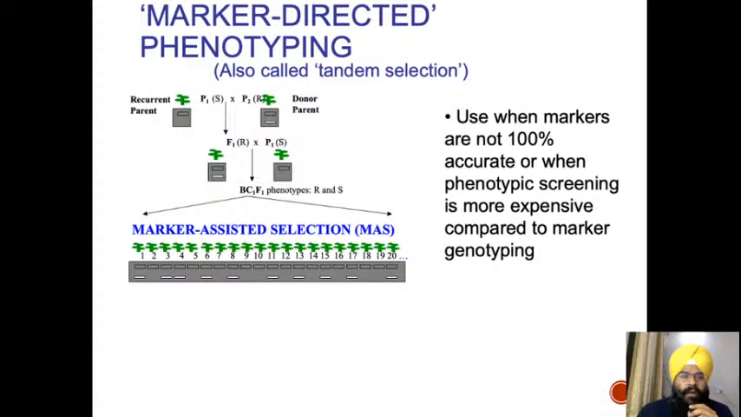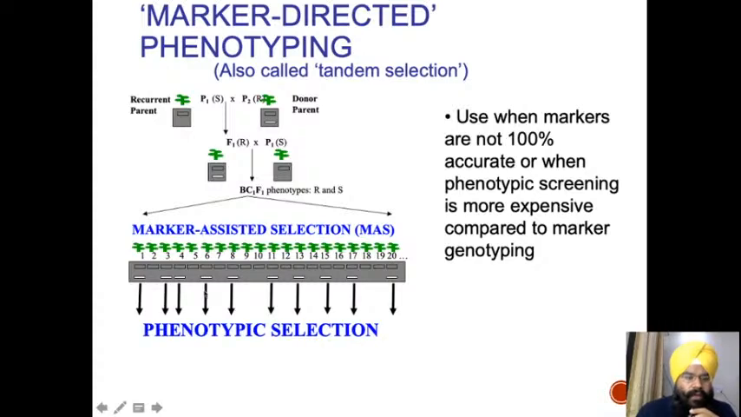So marker directed phenotyping is also called tandem selection. So in this case, what we can see is there is a P1 and there is a P2. This is the recurrent parent and this is the donor parent, and this is susceptible and this is resistant. So in the F1 generation we have the resistance gene from the donor parent, then we cross it with the backcross parent P1. Then this is a cross now called BC1F1, with phenotypes that have both resistant and susceptible. They have again, in some it will be established, in some not. So phenotype will be selected further.